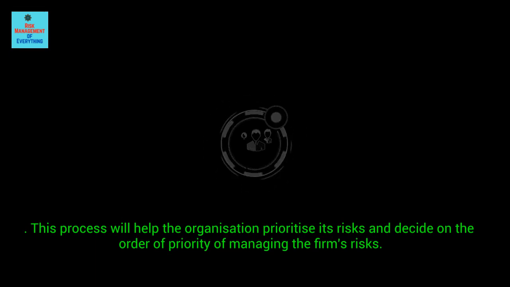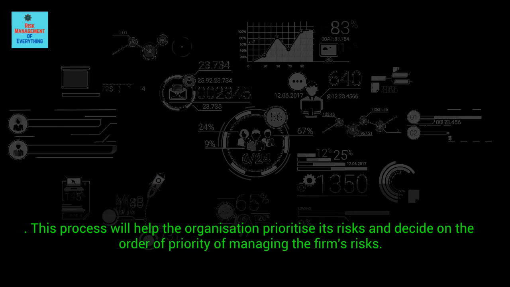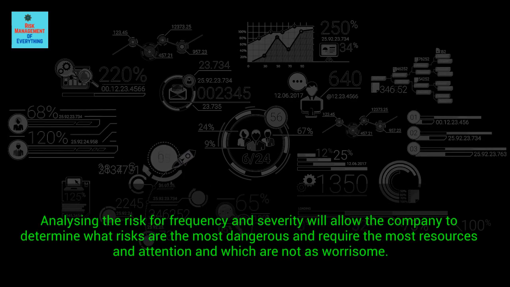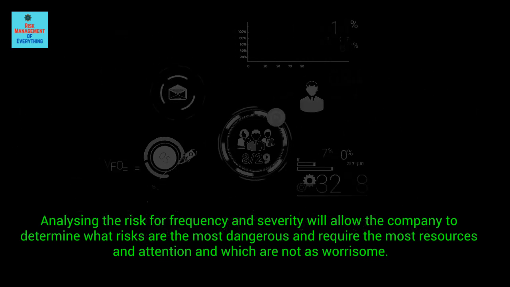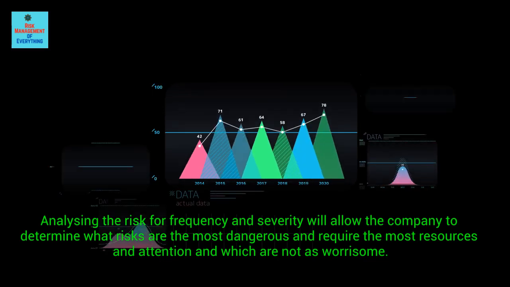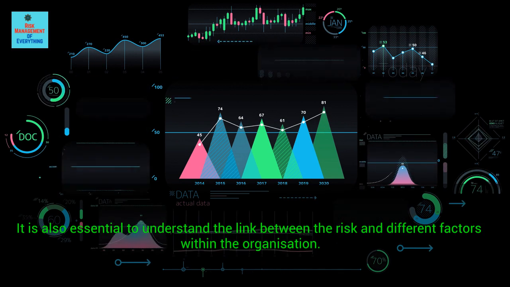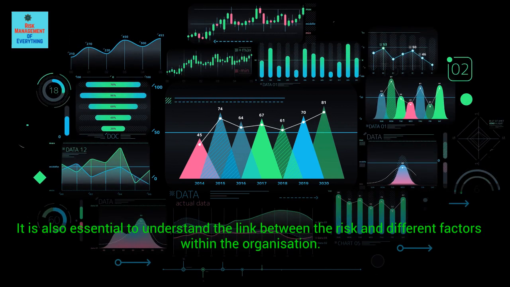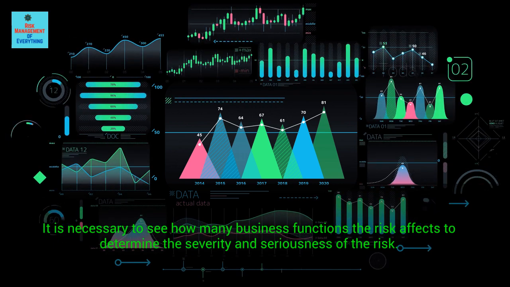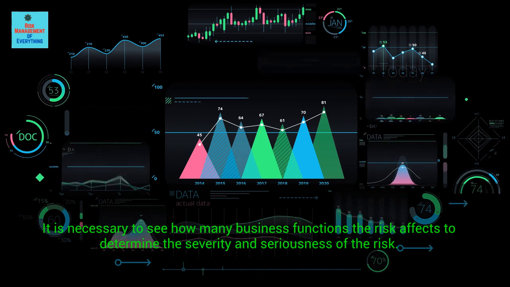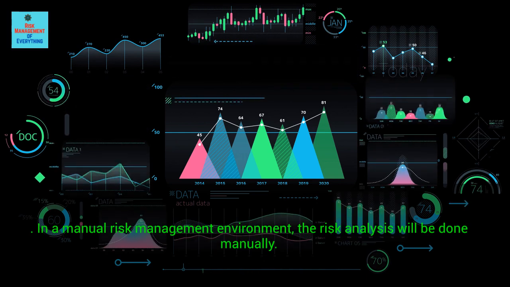This process will help the organization prioritize its risks and decide on the order of priority of managing the firm's risks. Analyzing the risk for frequency and severity will allow the company to determine what risks are the most dangerous and require the most resources and attention and which are not as worrisome. It is also essential to understand the link between the risk and different factors within the organization. It is necessary to see how many business functions the risk affects to determine the severity and seriousness of the risk. In a manual risk management environment, the risk analysis will be done manually.